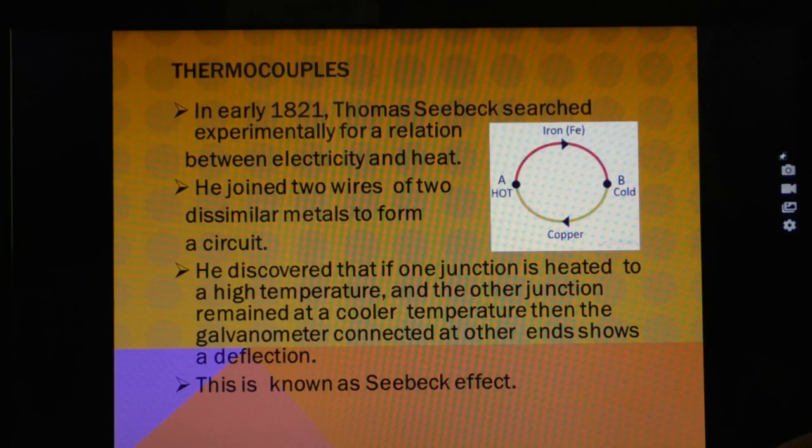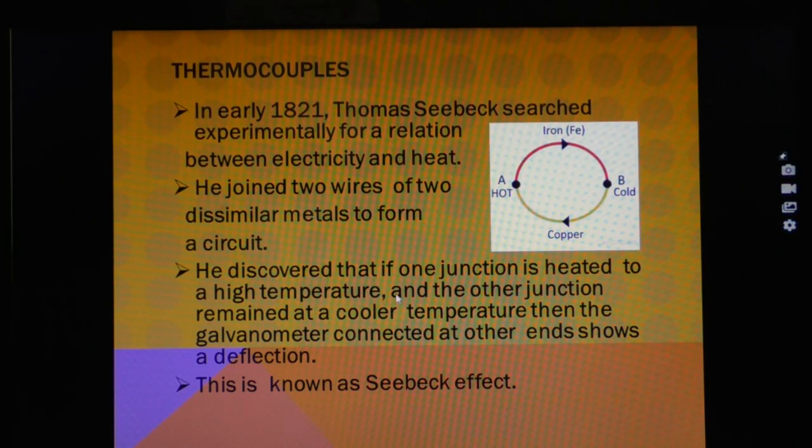In early 1821, Thomas Seebeck searched experimentally for a relation between electricity and heat. He joined two wires of dissimilar metals to form a circuit. You can see in the given figure, there are two different metals. These are a combination of bimetallic wires. One is iron, other is copper. These are joined to form a circuit. This is a circuit A to B.